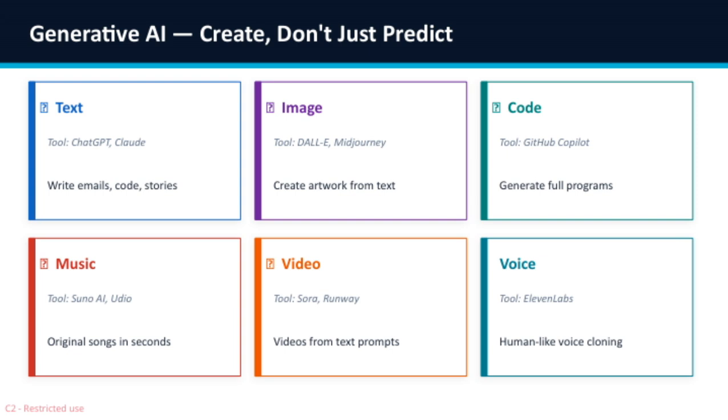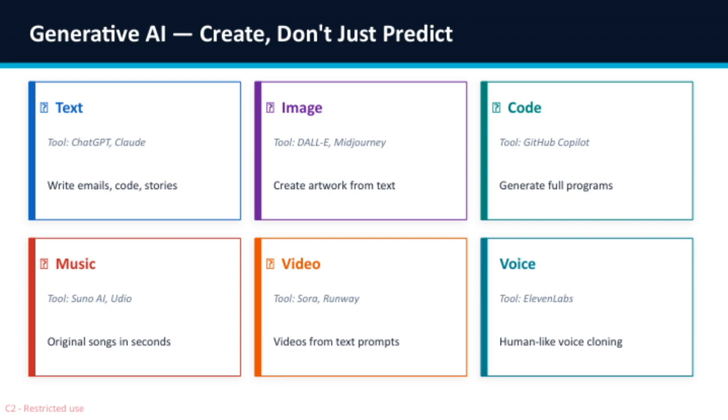Moving to videos, tools like Sora and Runway allow us to create videos simply from text prompts, making video production faster and more accessible. When it comes to music, platforms such as Suno AI and Udio enable us to generate original songs in seconds, empowering musicians and creators alike. For programming, GitHub Copilot can generate entire code programs based on natural language descriptions, streamlining the development process. We also see incredible potential in art creation. Using text prompts with tools like DALL-E and Midjourney, anyone can create stunning images without needing advanced artistic skills.